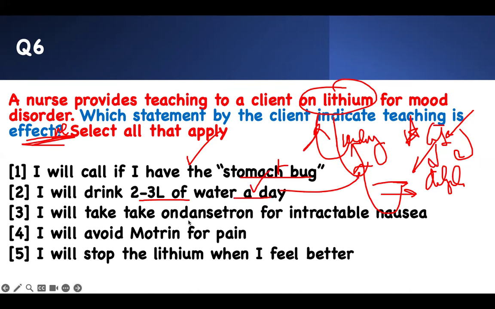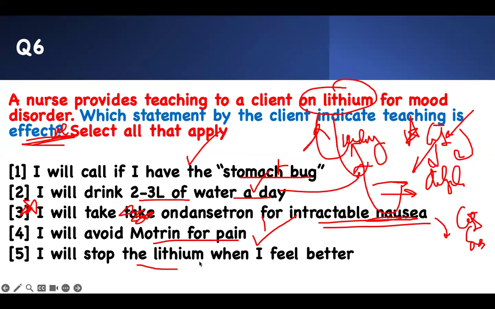I will take ondansetron for intractable nausea. When you have nausea, that's GI symptoms. Number one sign and symptom that is toxic means GI. Therefore, don't take ondansetron. Call me. So this one, teaching is not effective. I will avoid Motrin. It affects your kidney. Teaching is effective. I'll stop the lithium when I feel better. No, it's a mood disorder. You're going to take it the rest of your life. If you don't take it, you're going to go into mania. So 1, 2, and 4 are your right answers.